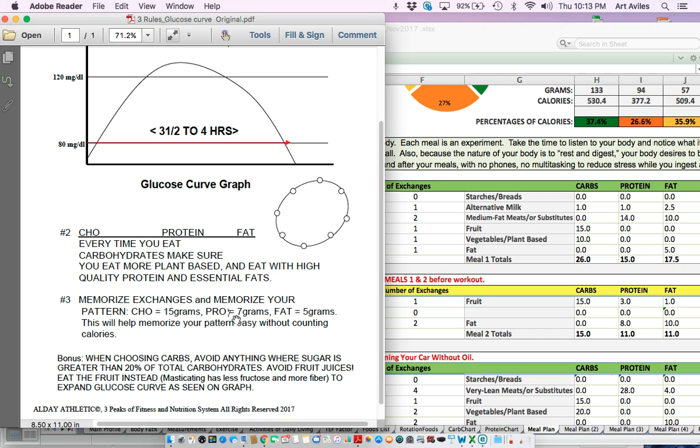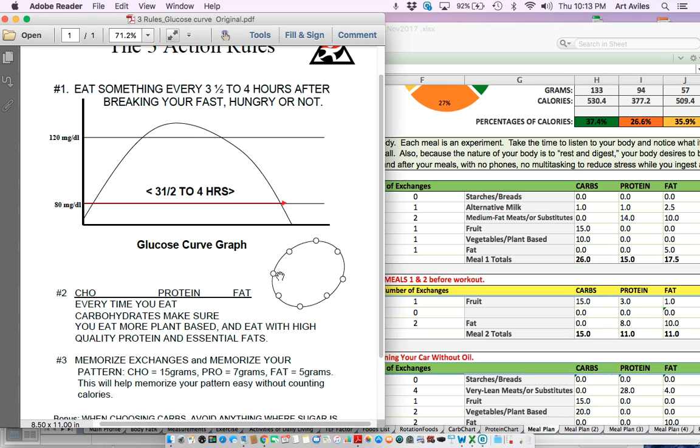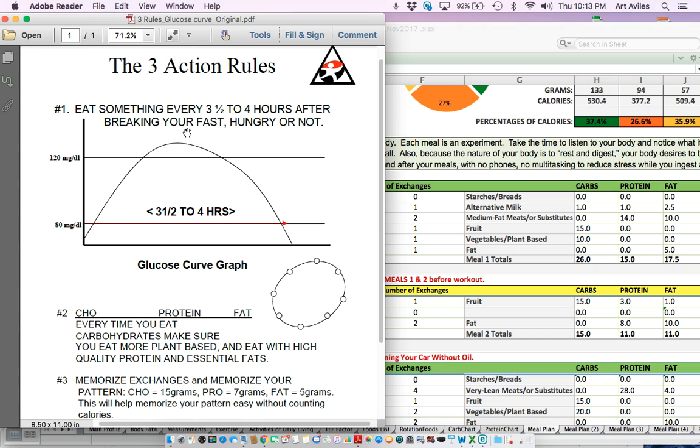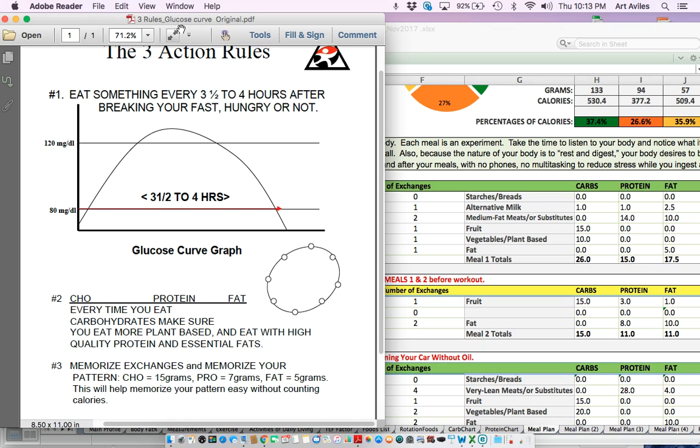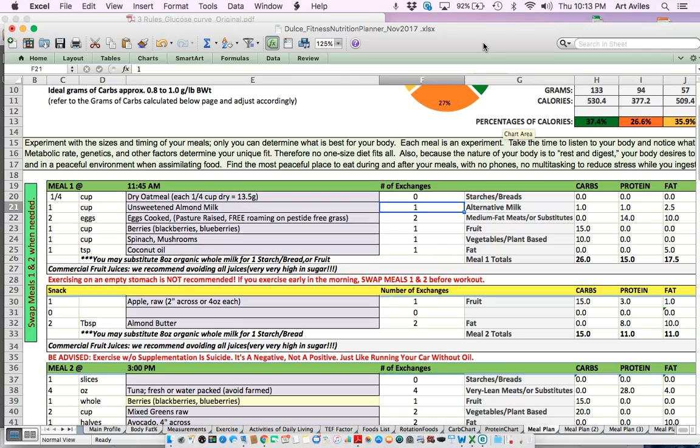We want to make sure you guys also keep in mind rule number two, to make sure every time you eat a carbohydrate, especially mixed types, you're consuming it with a protein and a fat. Every time you eat carbohydrate, you're consuming it with a protein and a fat. That includes snacks, guys. That includes snacks, okay? And then keep in mind rule number one, eat something every 3 to 4 hours after breaking your fast, okay? Whatever that fast is, whatever your time is.